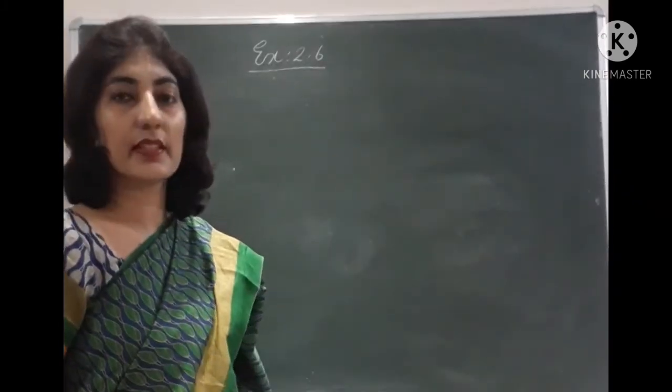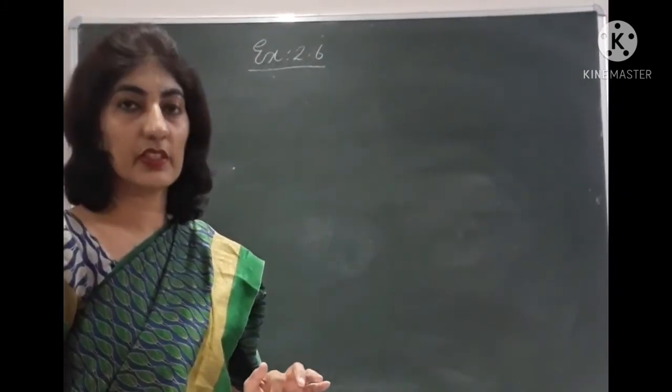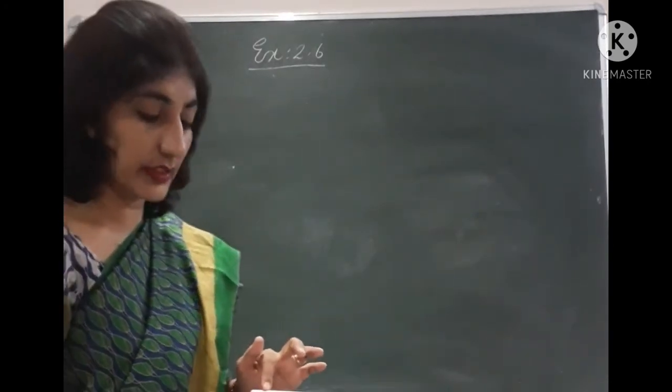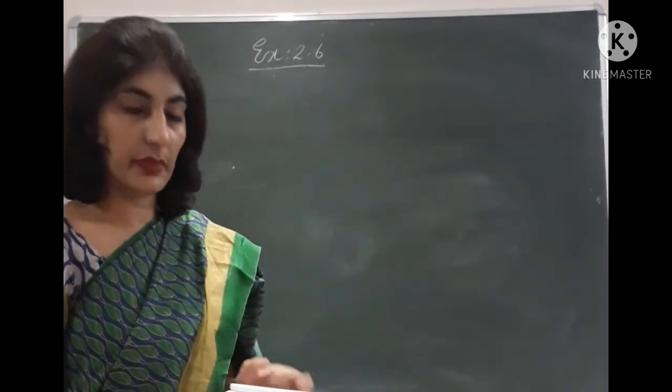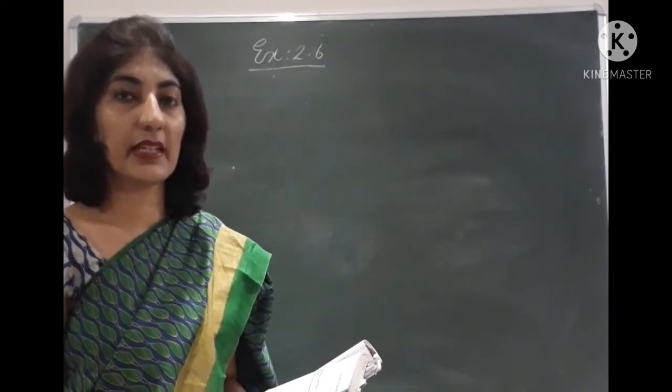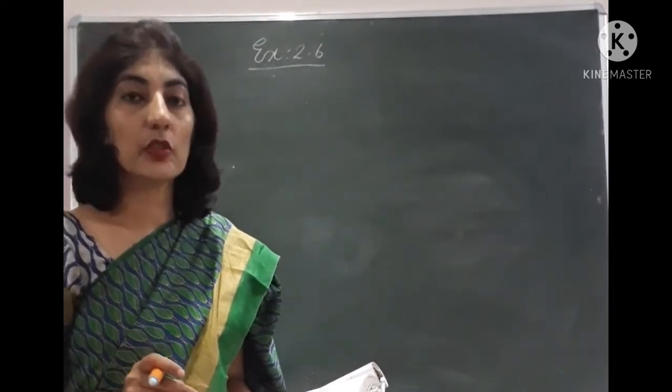Question number 6 is the same as example number 19 which I have discussed with you. Moving to question number 7. The denominator of a rational number is greater than its numerator by 8. Denominator is greater than numerator by 8.